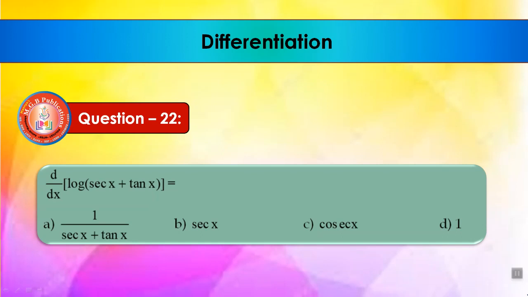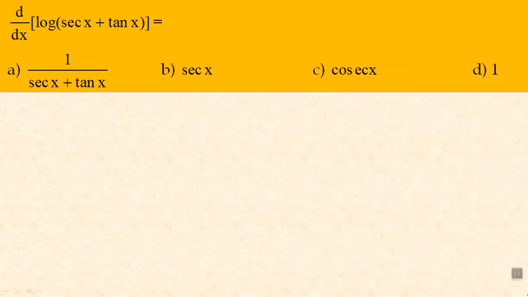Dear students, see the question number 22. Read the question and write it. The question is d by dx of log of secant x plus tan x is equals to. Options are 1 by secant x plus tan x, secant x, cosecant x, 1.